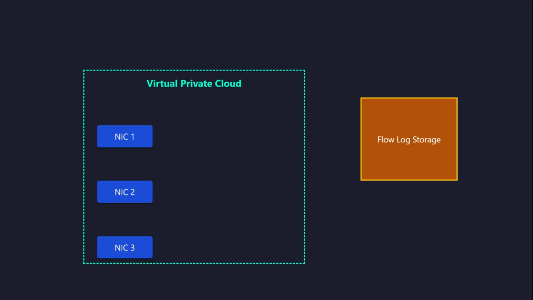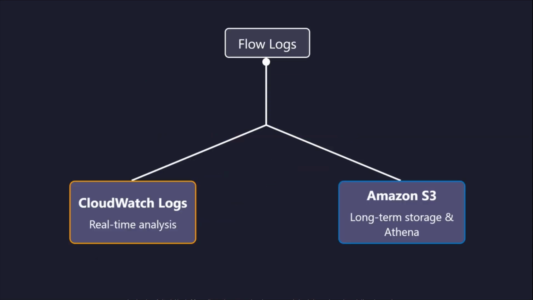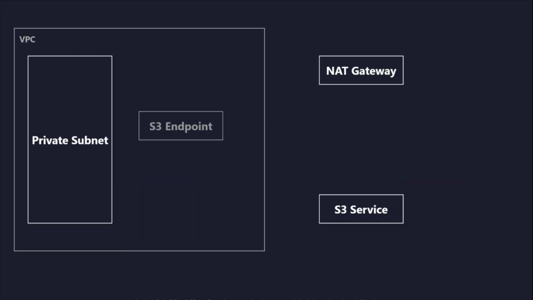Enable virtual private cloud flow logs to capture information about the Internet Protocol traffic reaching your network interfaces. These logs are vital for security audits and troubleshooting connectivity issues. Direct your flow logs to either a CloudWatch log group for real-time analysis or an S3 bucket for long-term storage and cost-effective analysis using Amazon Athena.